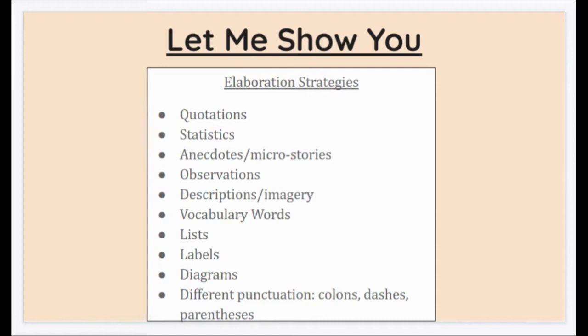So here's some different elaboration strategies that you can try. And we've talked about some of these in our previous units. Quotations, statistics, anecdotes or microstories, observations, descriptions and imagery, vocabulary words, lists, labels, diagrams, and sometimes just having different punctuations, colons, dashes, parentheses. Those are all different strategies you can try out in your writing. So I know you've been working on the same chapter for a couple of sessions, and maybe you're starting to feel done with it, but we're going to dive in again and really work on those elaboration techniques.